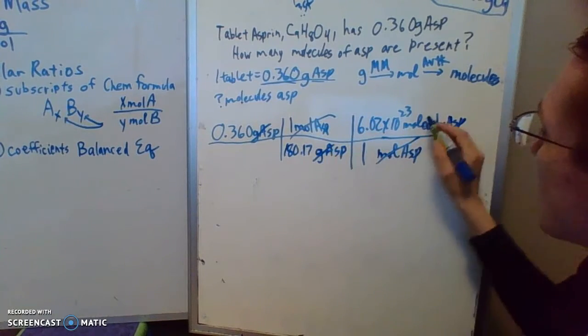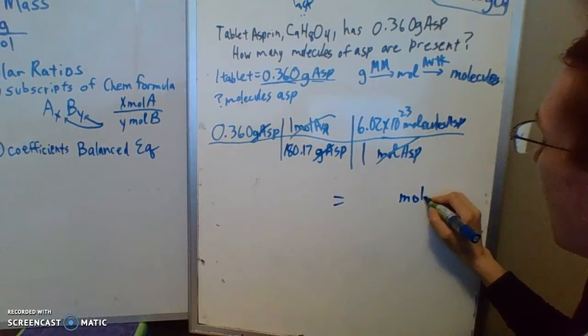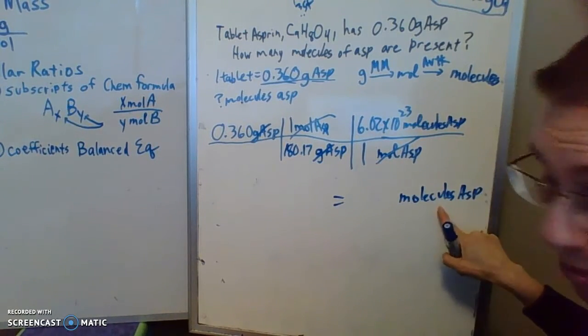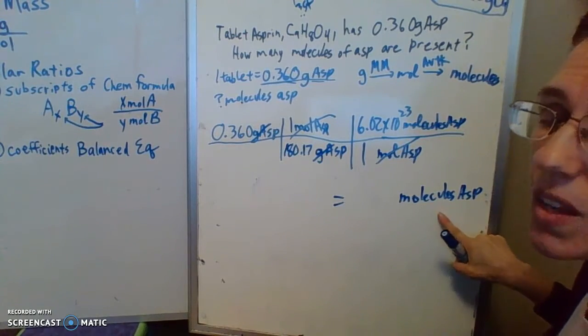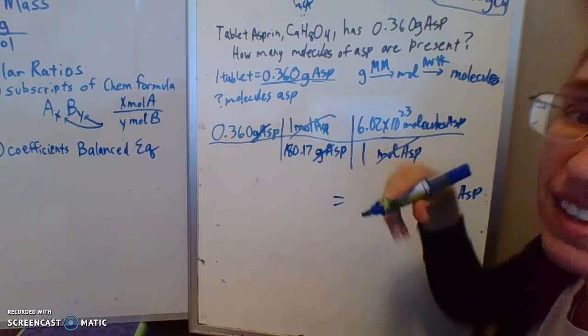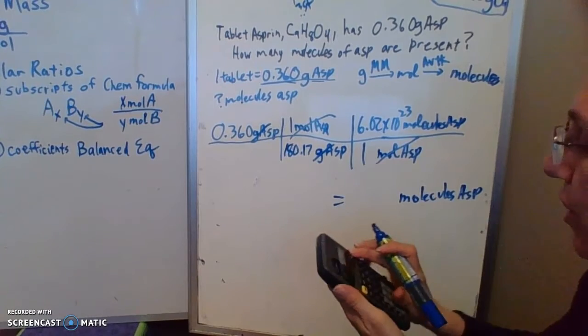Moles cancel out with moles. The only thing we didn't cancel out yet are molecules of aspirin. Before we pick up the calculator, let's double check to make sure that's what we want. Molecules of aspirin, molecules of aspirin. That's exactly what we want. So now we can go through and do the calculation.